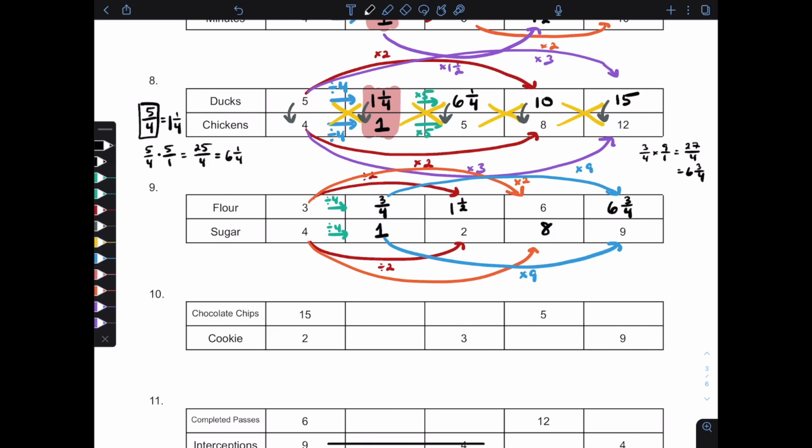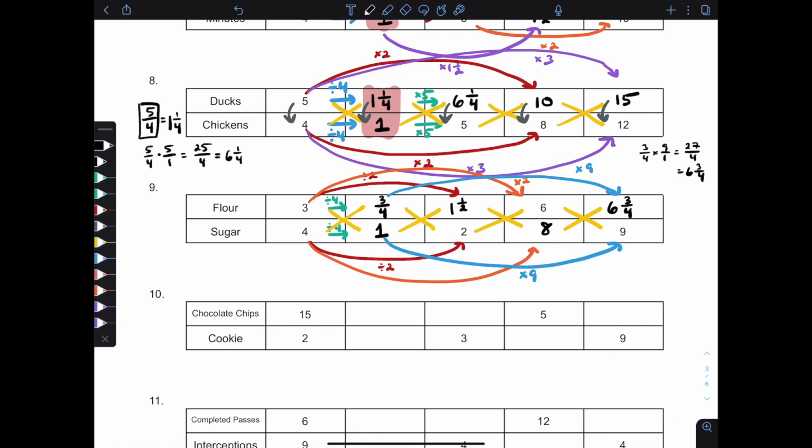Okay, you can check this, multiply these, this will be 3. Multiply here, the 4s will cross cancel, that's 3. Multiply these two together, it's going to be 1.5. 2 times 3/4 is 1.5. 2 times 6 is 12. 8 times 1.5 is 12. 6 times 9 is 54. You can check 8 times 6 3/4, that's also 54.